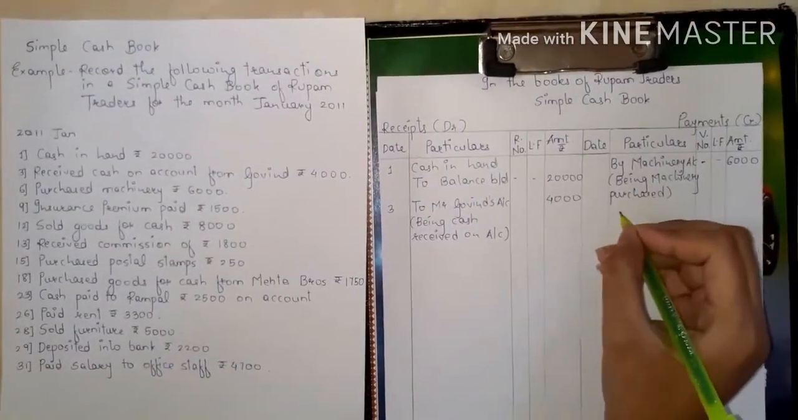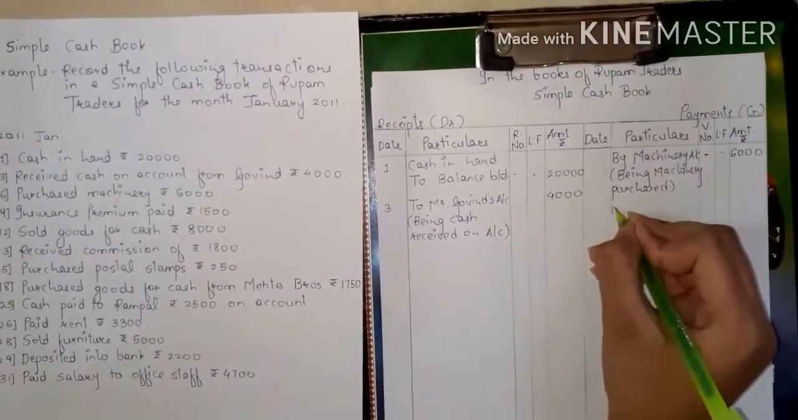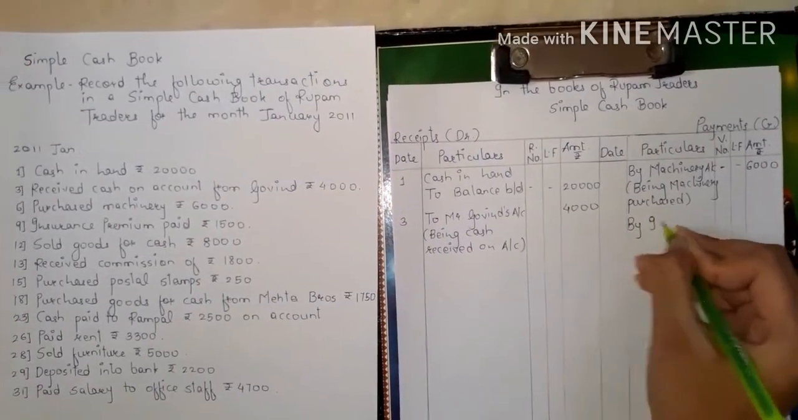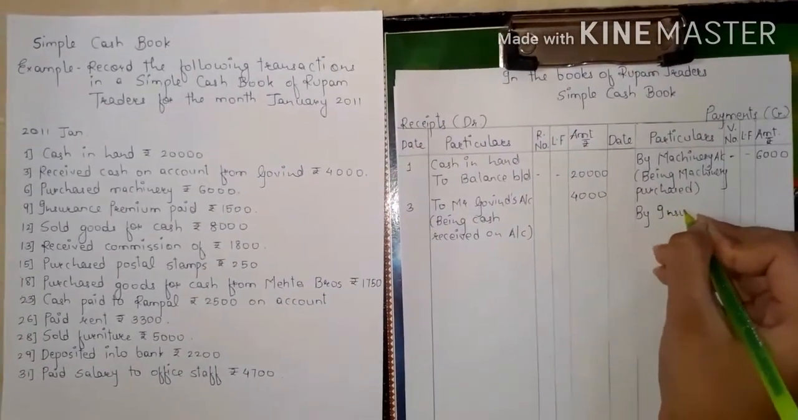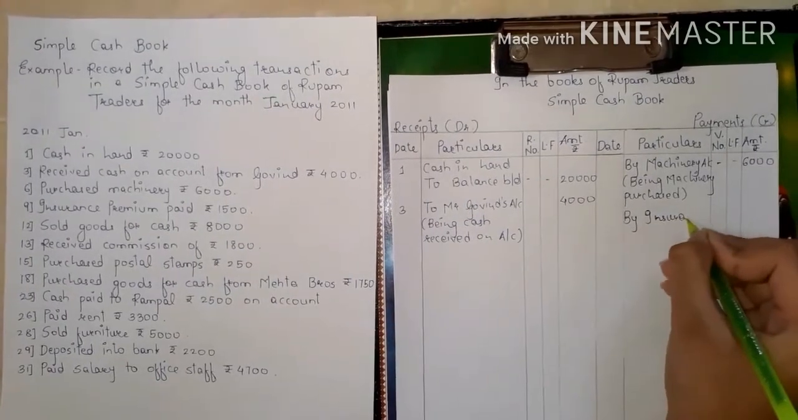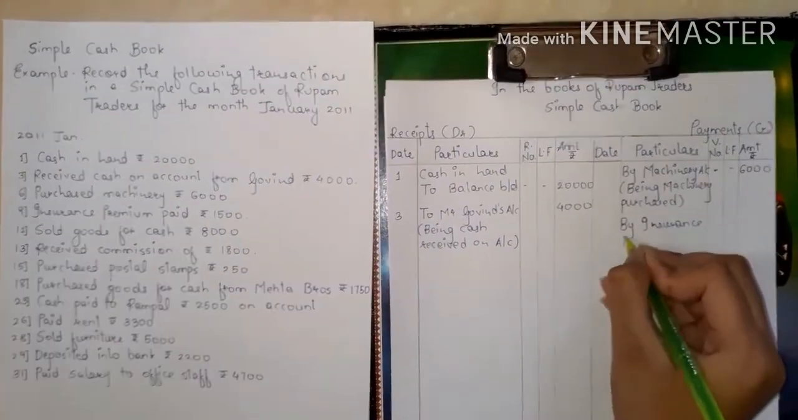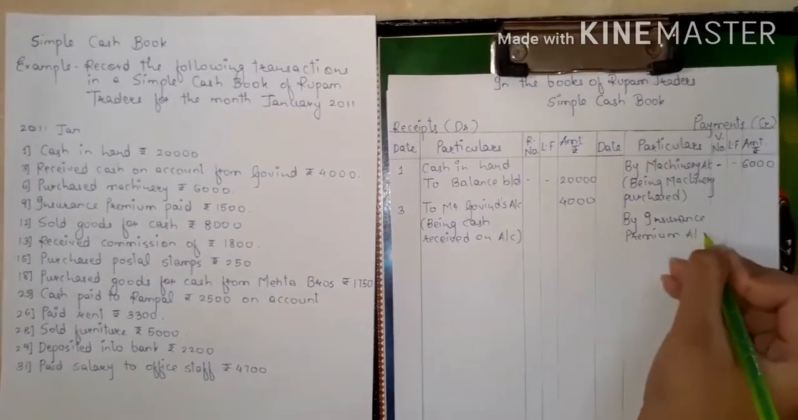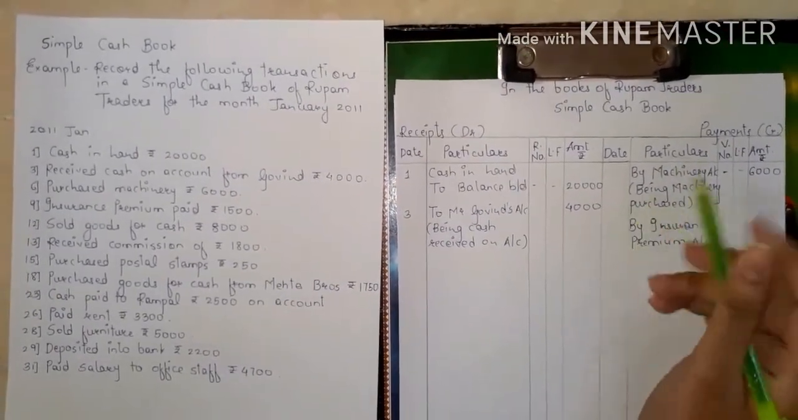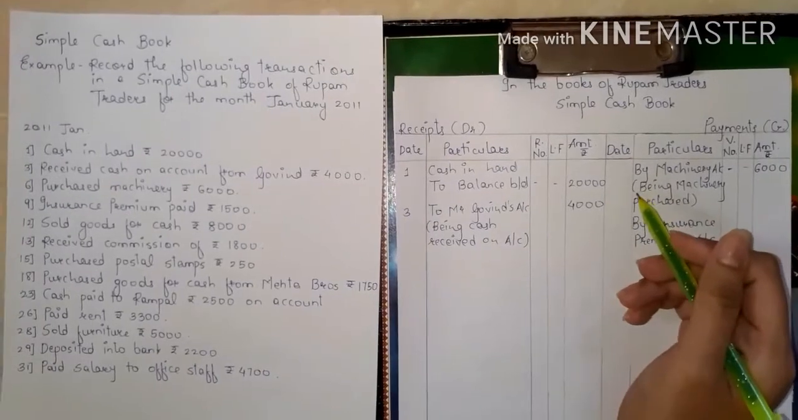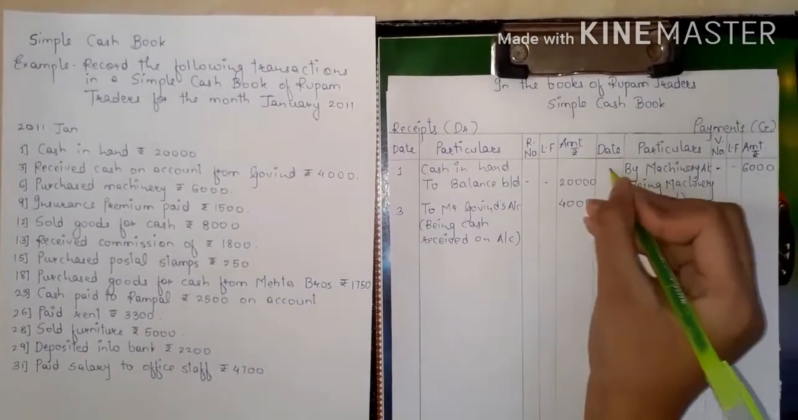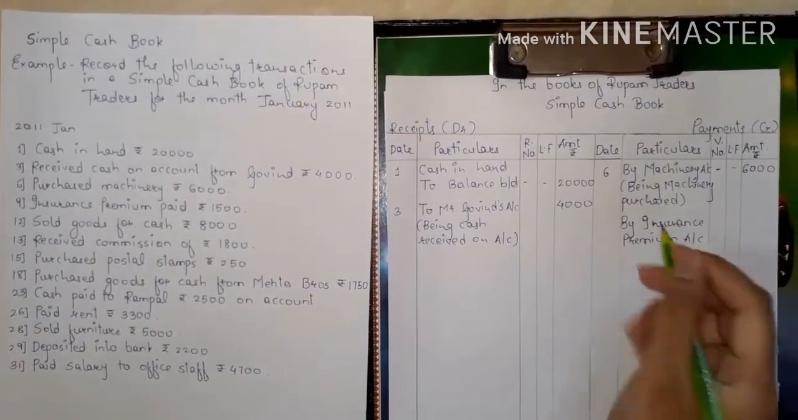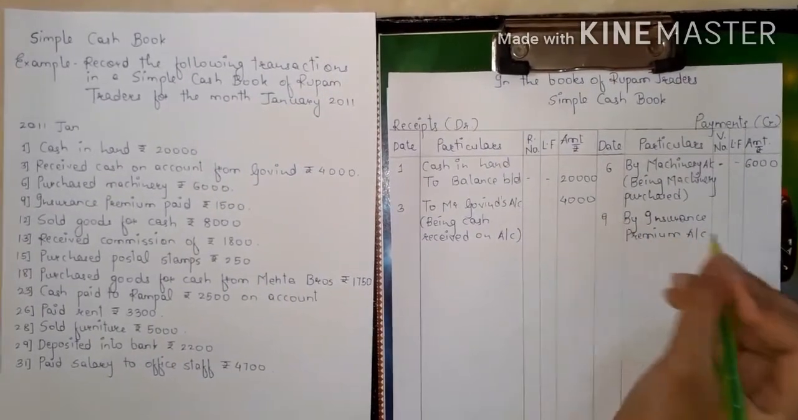So here I will write down by insurance premium account. Now here dates are, I haven't written dates, sorry for that. This is on 6th January and this is on 9th January.